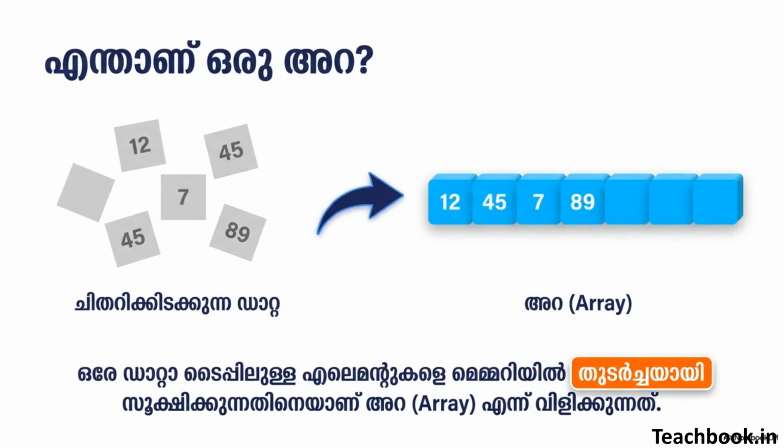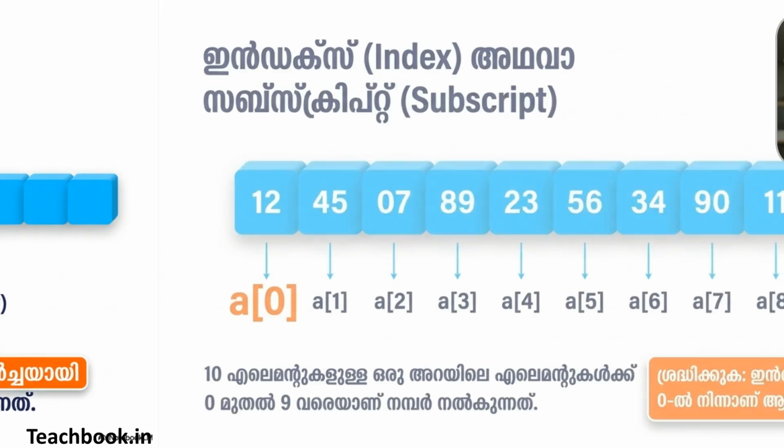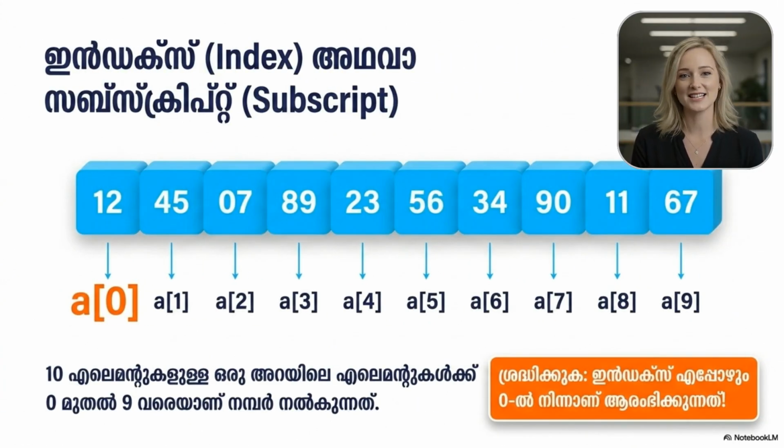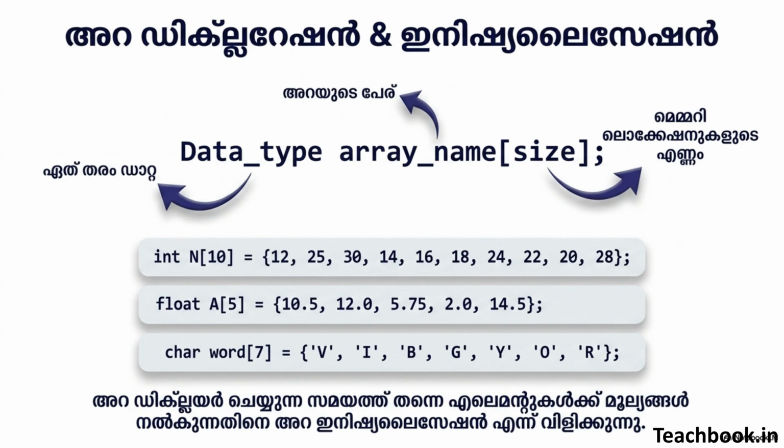What is an array? Simply put, an array is a collection of elements of the same data type, stored in consecutive memory locations. In an array, each element is accessed using an index or subscript. Importantly, indexing in C++ arrays always starts at 0. To use an array, you must first declare it with a data type, name, and size. You can also initialize values at the time of declaration.